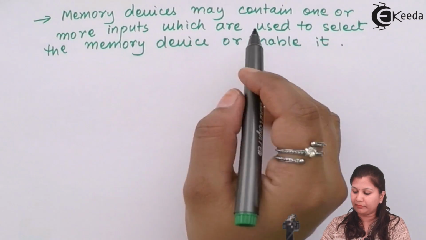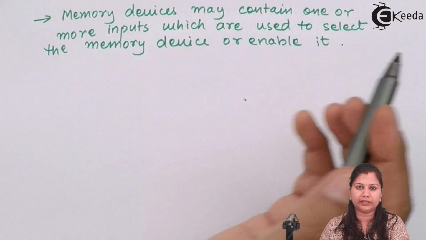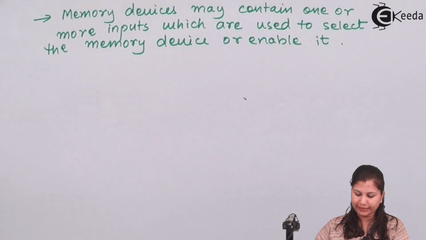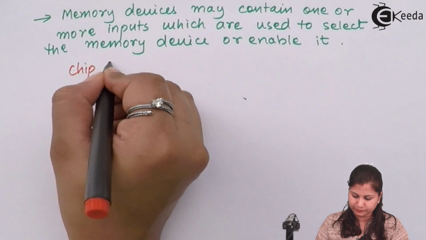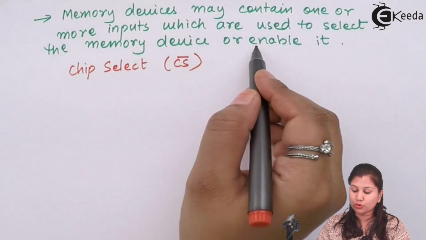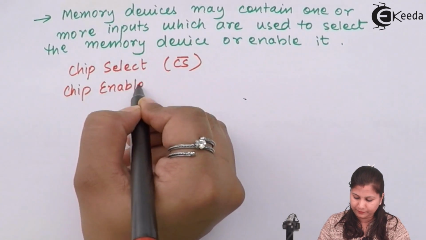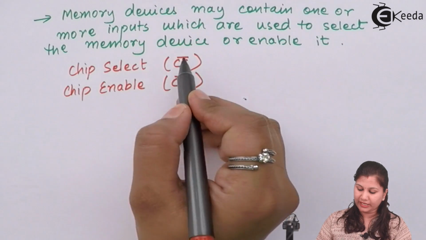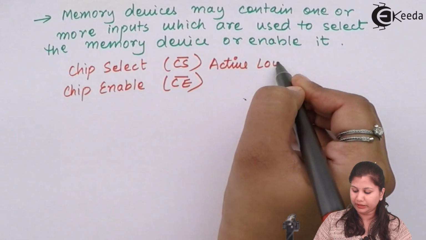So memory devices may contain one or more inputs which are used to select the memory device or enable the memory device. If it is used to select the memory device, it is known as the chip select signal, CS bar. And if it is used to enable, we can denote it as the chip enable signal, CE bar. Because we have a bar over it, it means it's an active low signal.